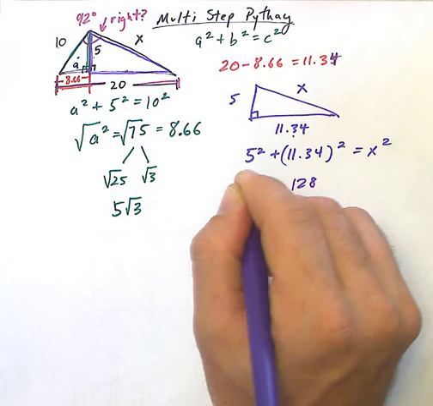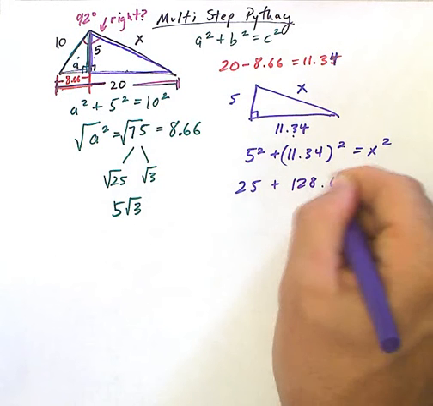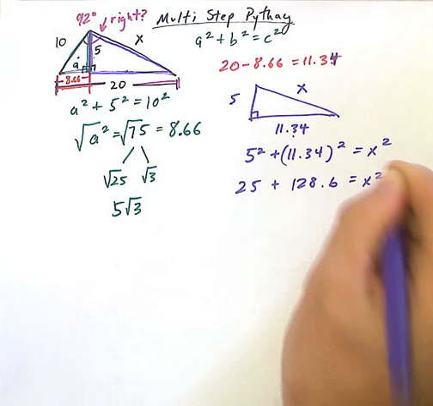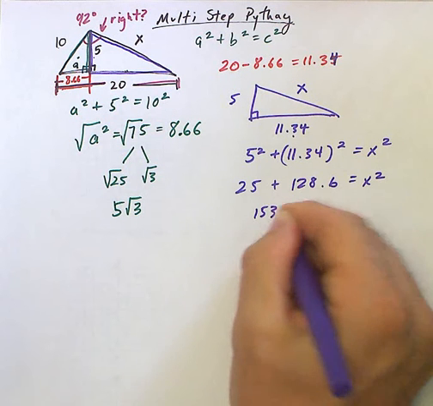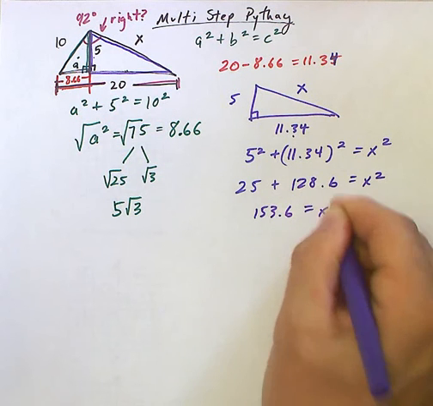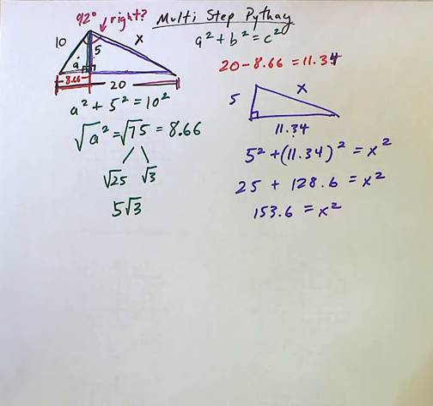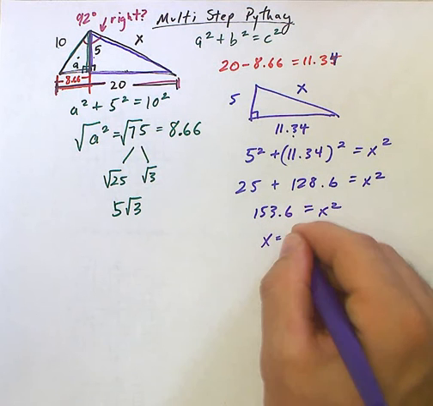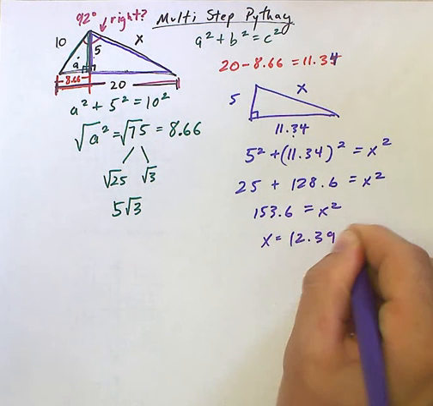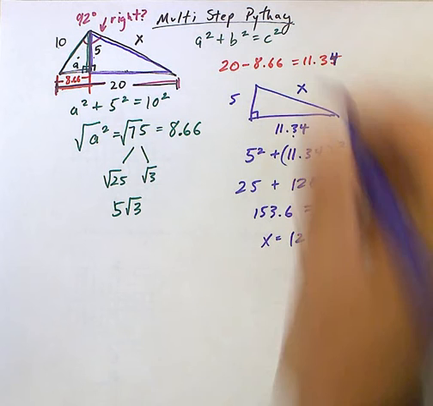128.6. Add those together. 153.6 is equal to x squared, and then I want to take the square root of that and end up with 12.39, which I could call 12.4. That would be my answer for this piece here, 12.4.